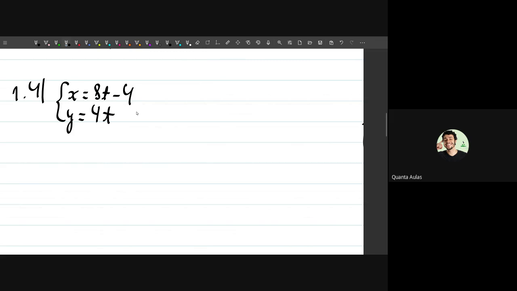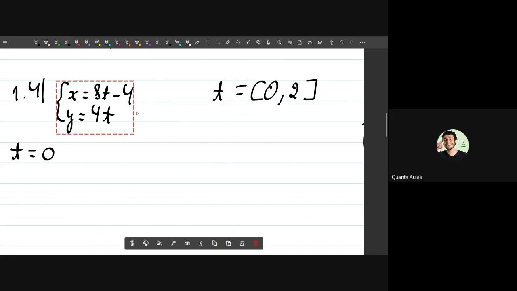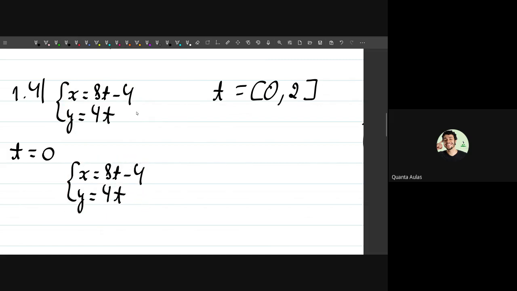I will write here. So let's put the numbers. I will write here 0. I will copy this and put the numbers. I will put the 0. You will put the 1, okay? Yeah. So now we have -4 to x and 0 to y. Our first point is -4, 0.